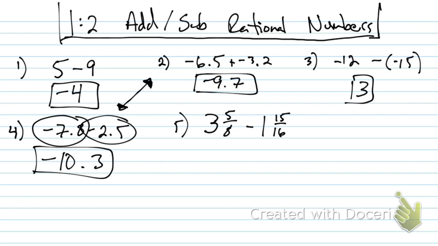All right, guys, I'm going to start getting after it. The first thing I do here is I change this to 3 and 10/16 16ths. Minus 1 and 15/16ths. I got this right. So all I did was I used an equivalent ratio to get like denominators, right?